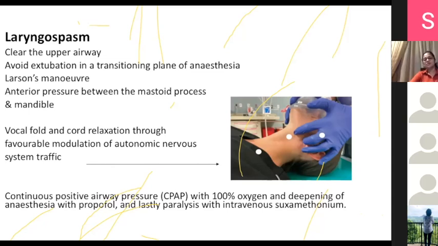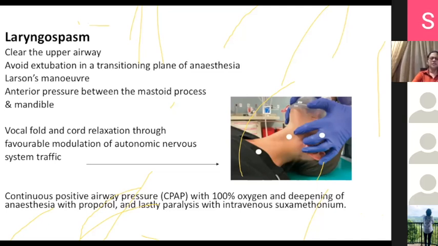It's not just the jaw thrust, but it's firm pressure just behind the pinna of the ear. So this maneuver has been quite useful in breaking laryngospasm, especially in pediatrics, and it's used in adults as well. But of course, continuous positive airway pressure with 100% oxygen, and deepening of anesthesia with propofol, and lastly, paralyzing them with intravenous succinylcholine is another option.